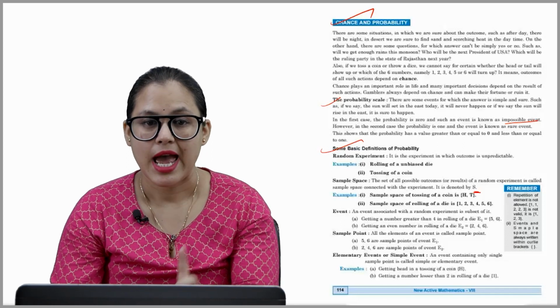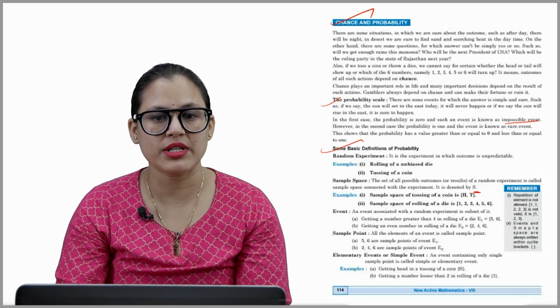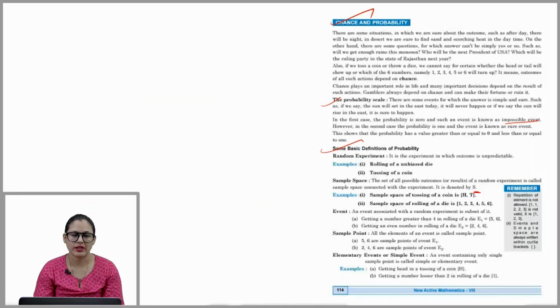Okay. Event. An event associated with the random experiment is a subset of it. A. Getting a number greater than 4 in rolling of a die is 5 or 6. Okay, and getting an even number in rolling of a die is 2, 4, 6. Next, sample point. All the elements of an event are called sample points. A. 5, 6 are sample points of event E1 and 2, 4, 6 are sample points of event E2.